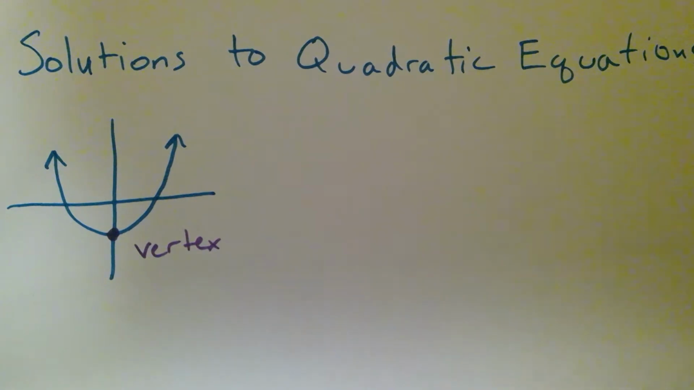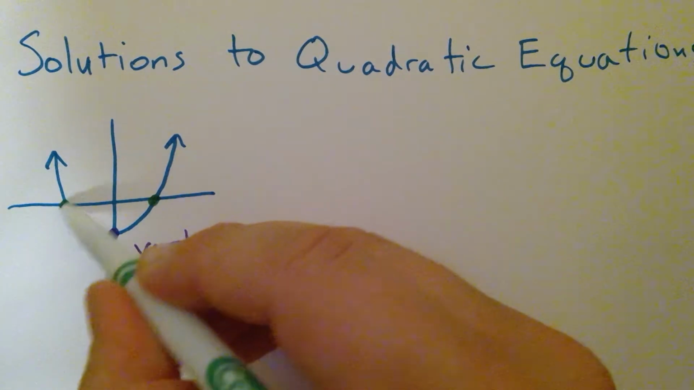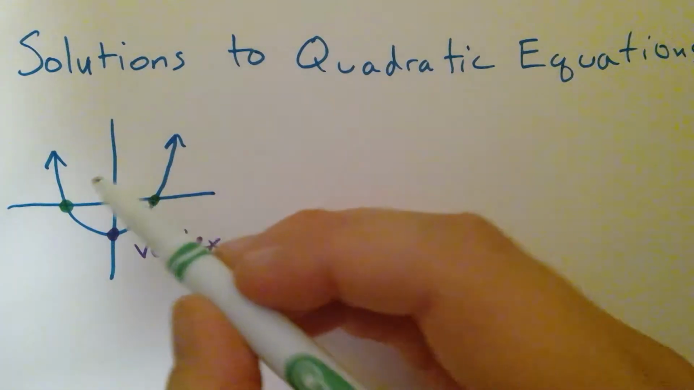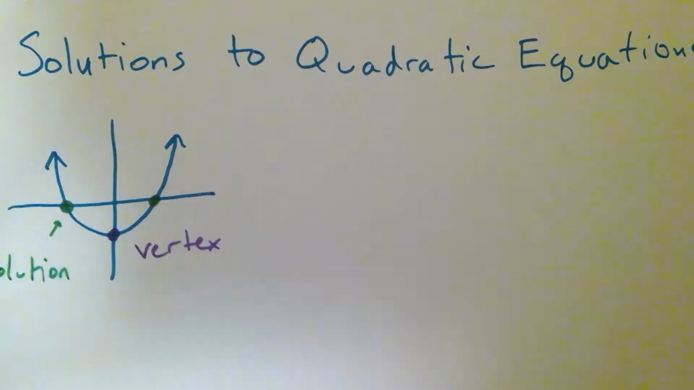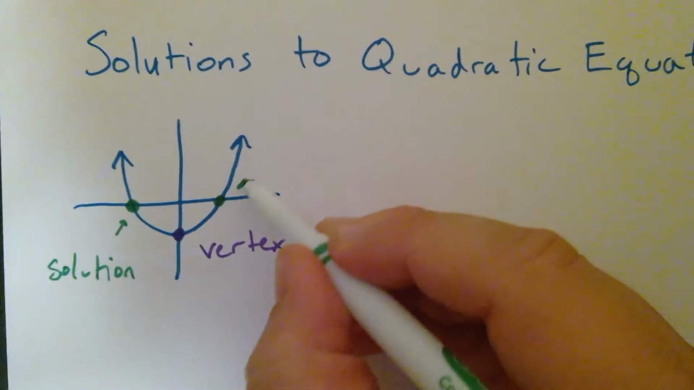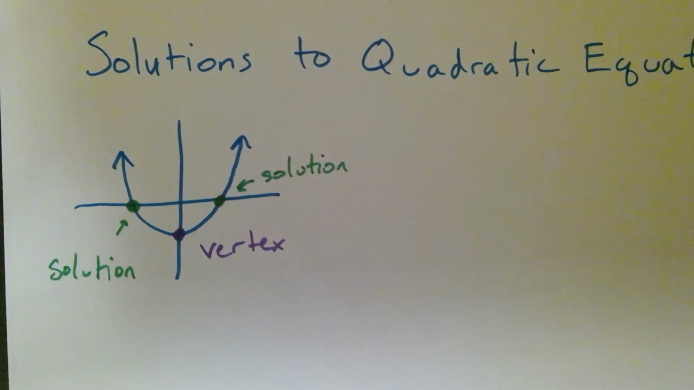Solutions are where the parabola crosses the x-axis. So this is a solution, and this is a solution. Now, we're going to focus just now on looking at solutions of graphs. Later on, we will look at solving quadratic equations if we don't have a graph, because we won't always have a graph. We can't always use a calculator. And eventually, we get to graphs that might not have a solution.